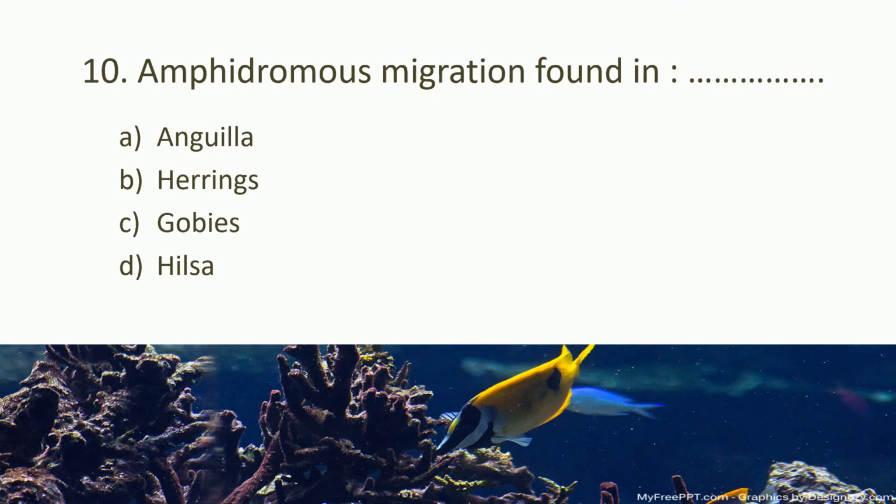10th MCQ. Amphidromous migration is found in. This is a type of migration, and the options are Anguilla, herrings, gobies, and hilsa. And the right answer is gobies. In amphidromous migration, gobies move from seawater to freshwater and freshwater to seawater. Both way migrations occur in amphidromous migration.